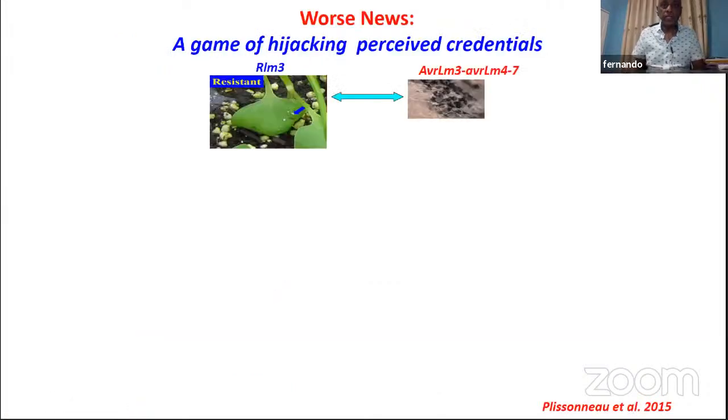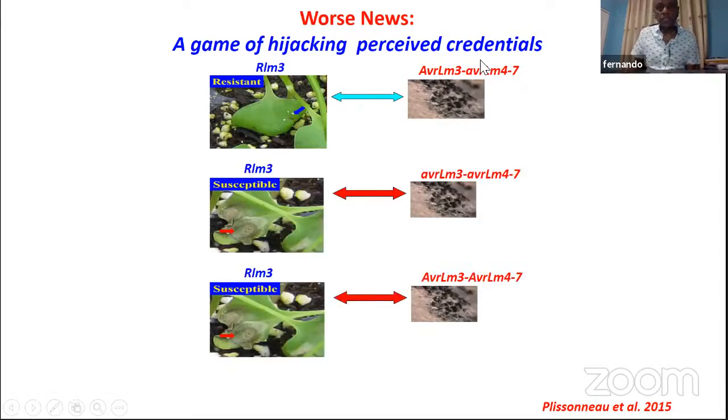So further to this problem, we have found that AVRLM3, in the presence of another gene in the same chromosome, AVRLM47, this particular gene will mask the activity of the AVRLM3's function and give disease.